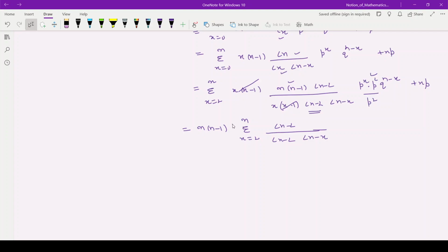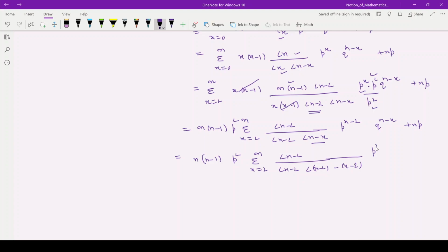So this p square I can take before summation, and this term is actually p to the power x minus 2 and q to the power n minus x, plus np. So students, a little bit more modification is required here. n(n minus 1) p square and summation x is 2 to n, factorial n minus 2 upon factorial x minus 2. This may be written like factorial n minus 2 minus x minus 2, into p to the power x minus 2, and here q to the power n minus 2 minus x minus 2. Yes, that's it, and plus np.